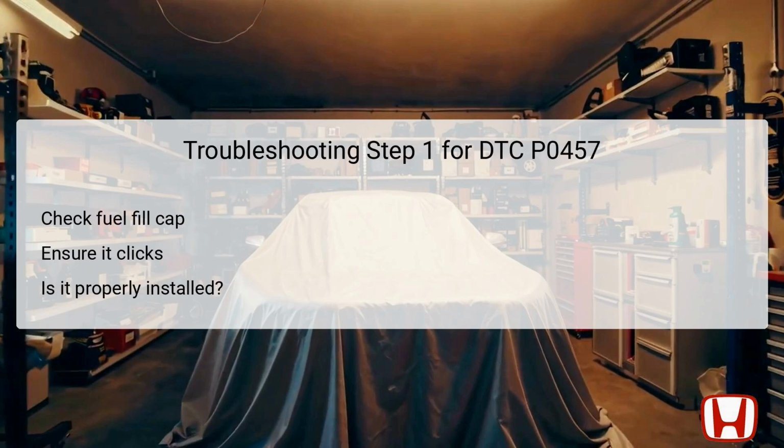The first troubleshooting step for the DTC P0457 involves a critical check of the fuel fill cap. It is essential to ensure it is the correct cap for the vehicle and that it is installed properly. The cap must be tightened until it clicks. This means it should make a quarter turn and then click to confirm a secure fit. If the cap is loose or not the right type, it can easily cause leaks, leading to the code appearing.